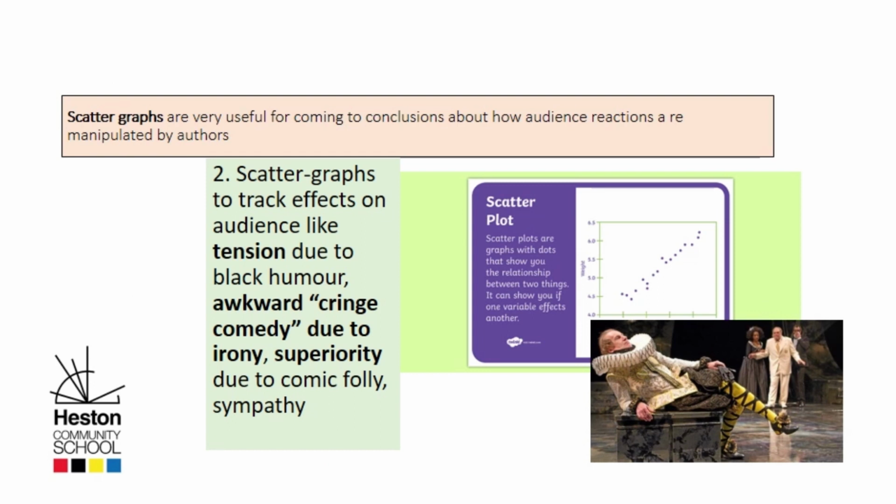Scattergrams, scattergraphs are useful for charting effects on audience. Students can look at things like, for example, sympathy, how it's distributed or manipulated throughout the play. For example, Malvolio, our feelings change towards him. We don't like him at the start of the play when he's demeaning and pompous, but by the end of the play we feel quite sorry for him. He's been verbally abused, mocked and kind of disposed of.